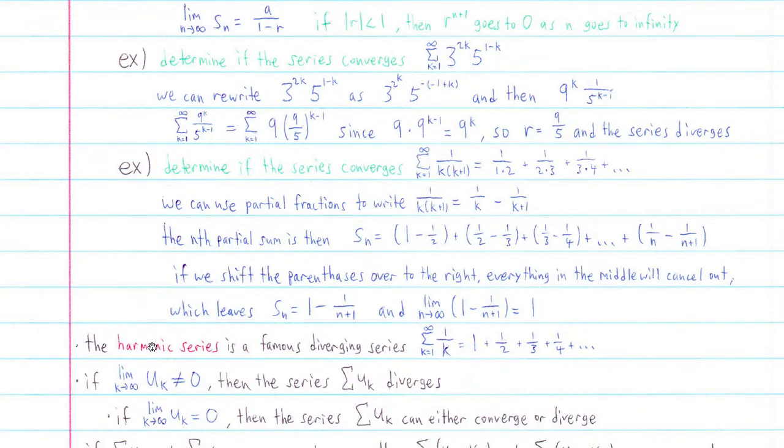And another special series is the harmonic series, which is the sum of 1 over k, starting at k equals 1. And so this is a diverging series.